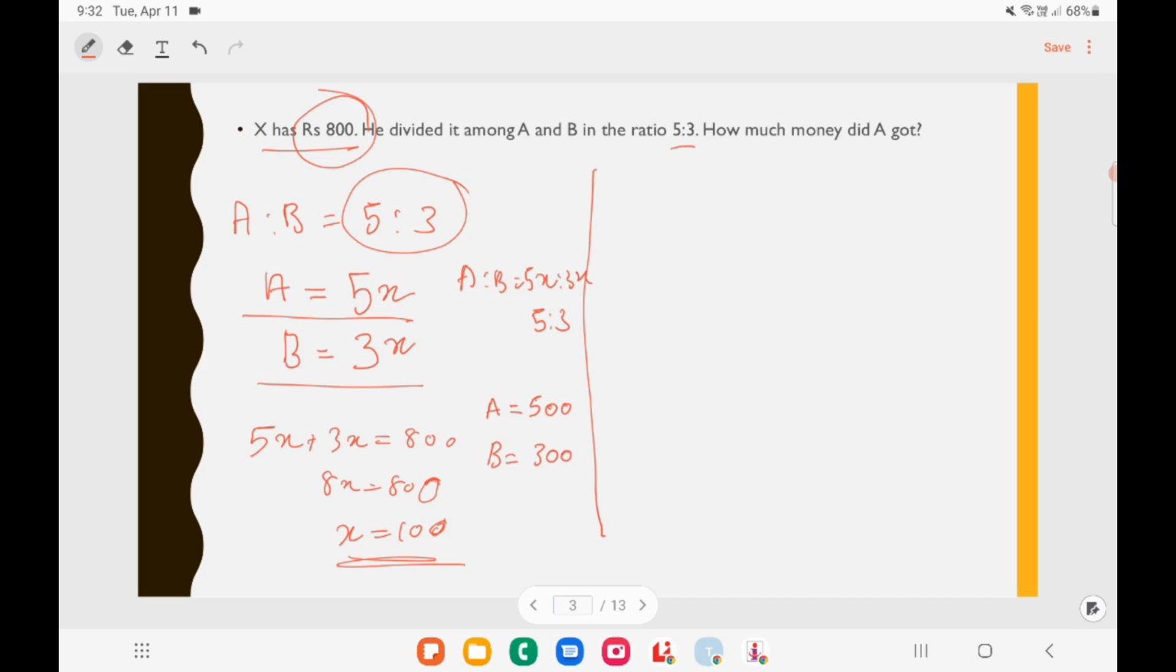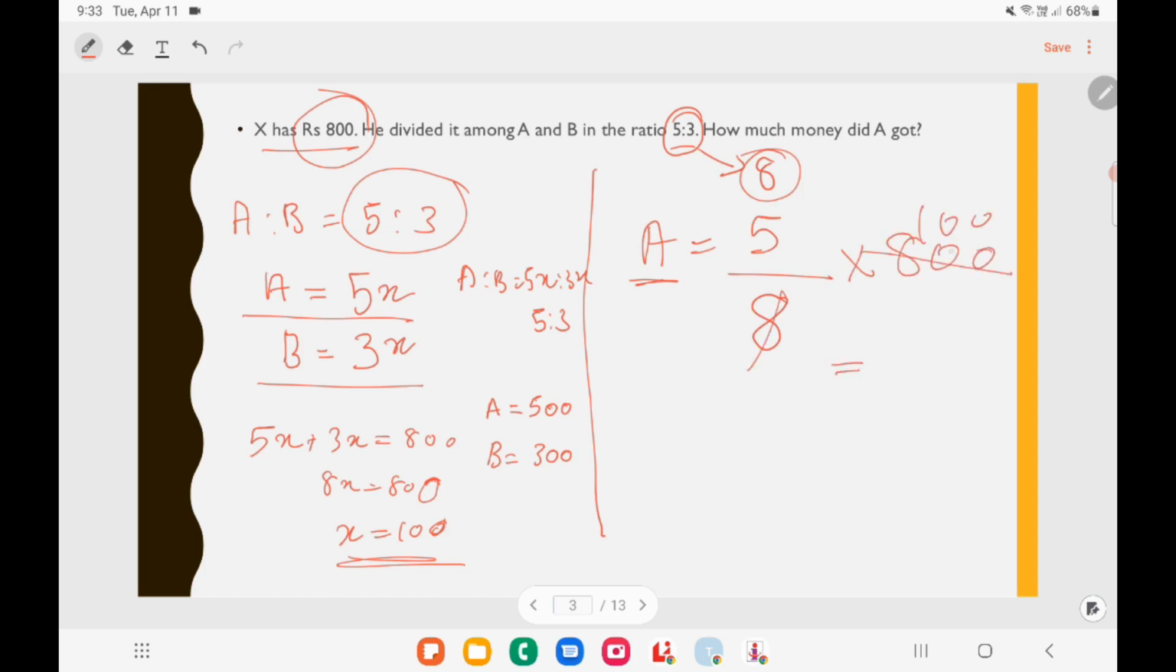Okay, and now to solve this very easily, what you need to do, just take the sum of 5 and 3, as the ratio is 5:3. So 5 plus 3 is 8. So ratio of A is 5, right? Ratio of A is 5 and ratio of B is 3. So the money that A gets will be 5 divided by total 8, that is the sum, into total money which is 800. So it will become 5 into 100, 500. So in this way you can solve it very easily.